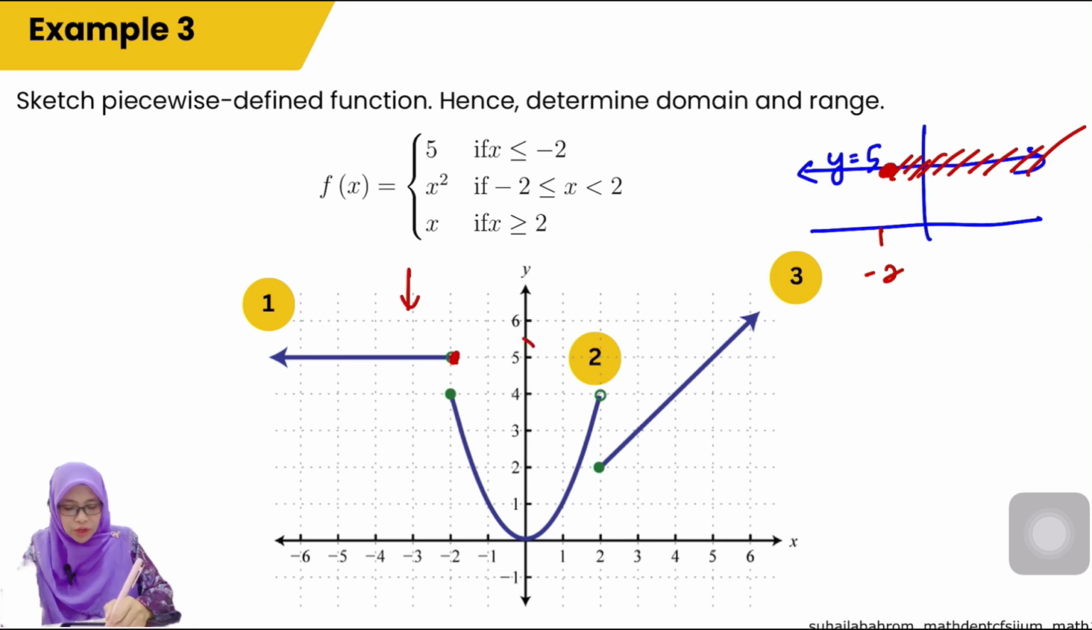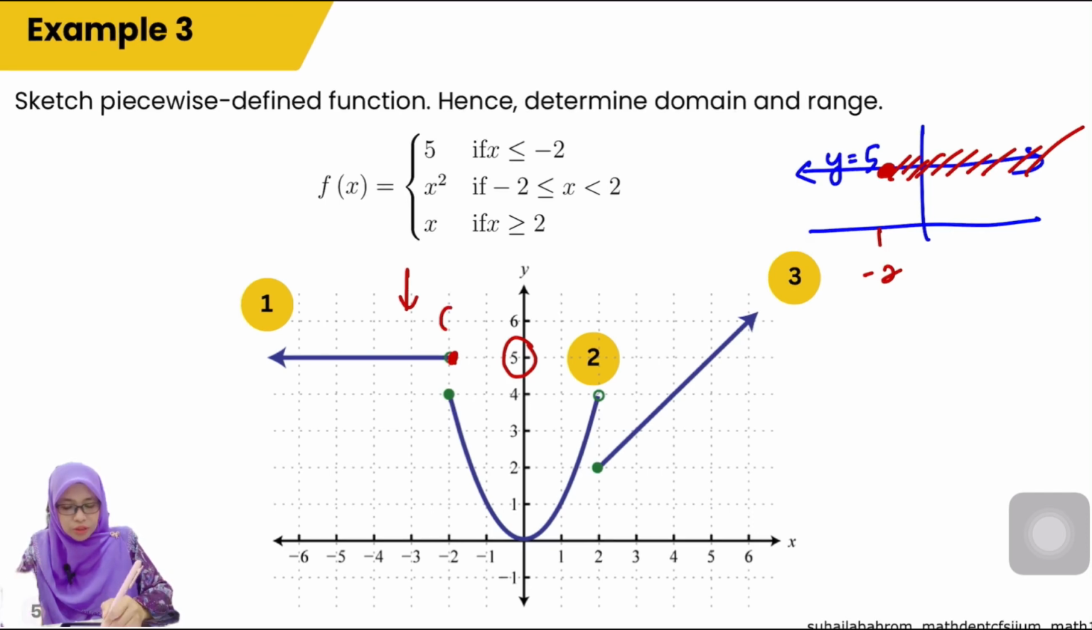For y equals 5, you need to mark the value of 5. So that is an important point. Or you can just put it in terms of points. So the point here is (-2, 5). This one should be a dot because there is an equal sign. So that is for the first equation.